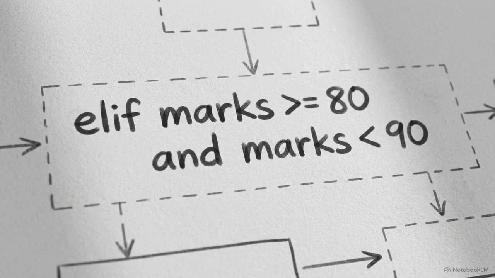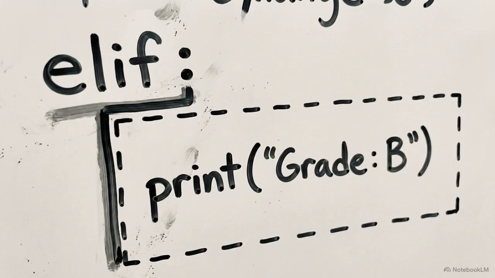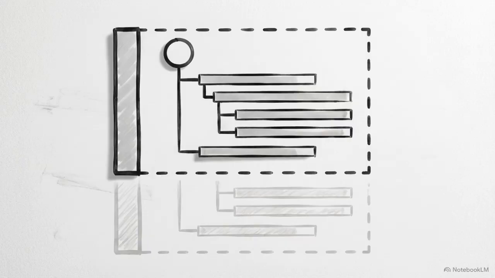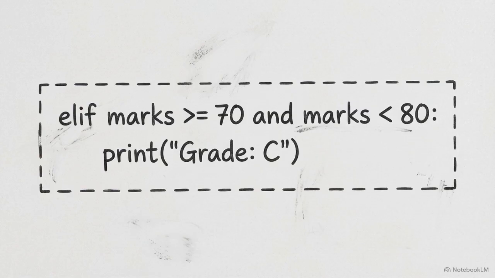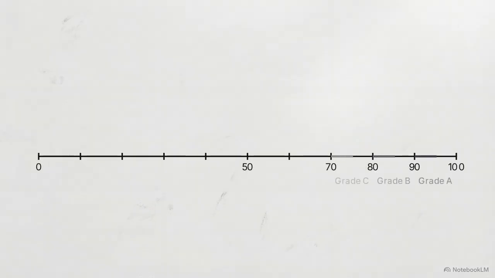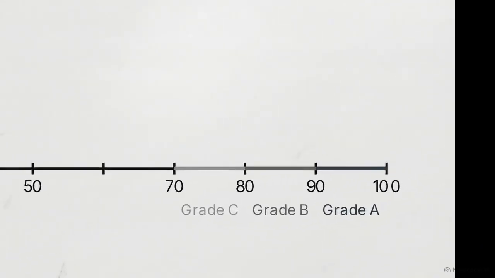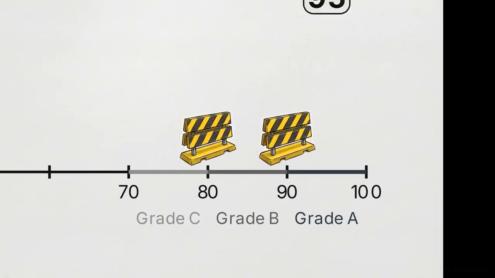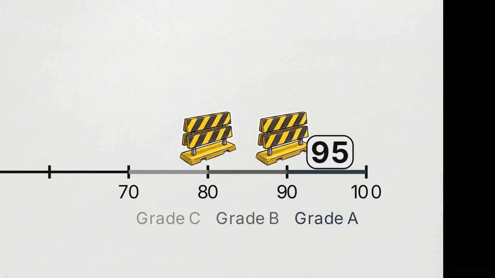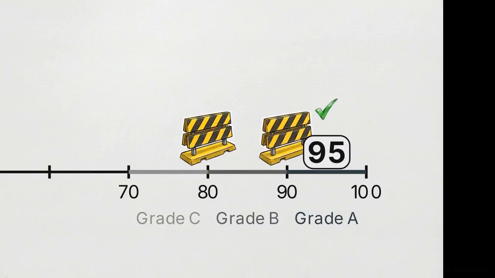Complete this elif block by checking if marks are greater than or equal to 80 and marks are less than 90. Don't forget the colon and the indented print statement for grade B. Duplicate this structure for our third tier. Create another elif that checks for scores between 70 and 79 for the C grade. Defining these strict upper and lower boundaries ensures our logic is precise. It prevents a high score, like 95, from accidentally triggering every single grade condition as the program runs.